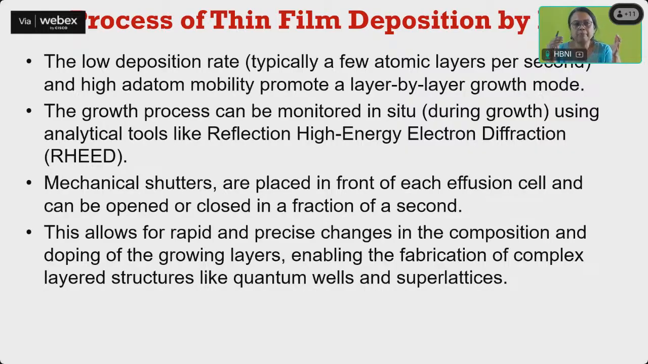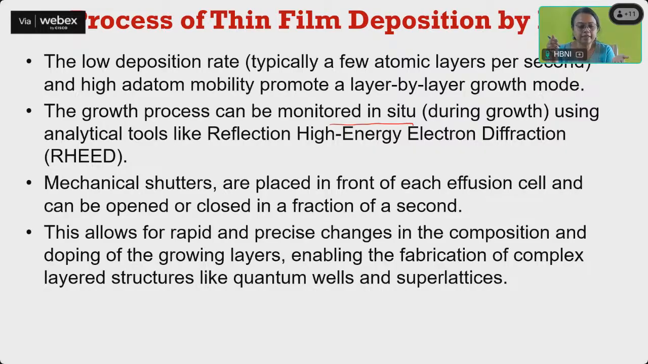So basically this MBE technique is used where we want a very high quality material. Generally it is used in the semiconductor industry, for gallium arsenide and similar materials. The growth process can be monitored in situ. Earlier, if you remember, in thermal evaporation or electron beam evaporation, we monitored the growth rate using a quartz crystal thickness monitor.